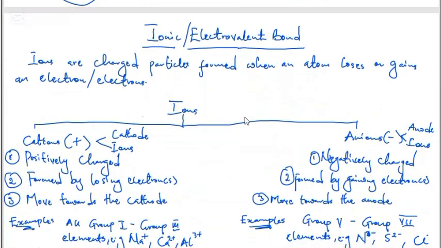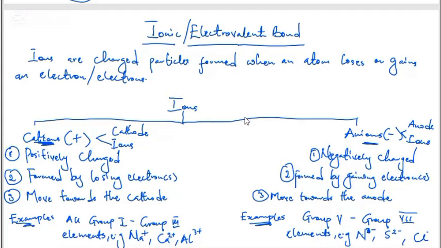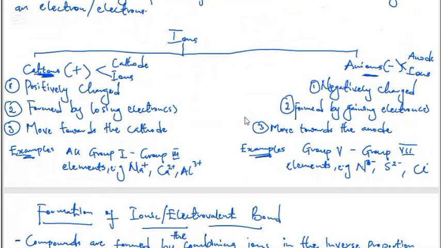Then we went on to talk about the ionic bond, which has to do with what? Bond between ions. And what do you say ions are? Ions are charged particles formed when an atom loses or gains an electron. And what are types of ions? We have the cations and the what? Anions. We say the cations are positively charged. They are formed by losing electrons, and they move towards the cathode of an electrolyte. And next, we say for your anions, they are negatively charged. They are formed by gaining electrons, and they move towards the anode. That is why they are called anions, anode ions.